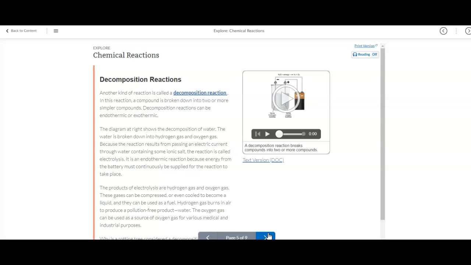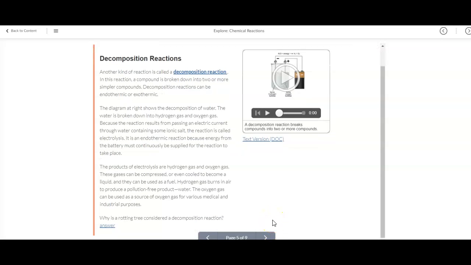All right, decomposition reactions. Remember, this is breaking down. So another kind of reaction is called a decomposition reaction. In this reaction, a compound is broken down into two or more simpler compounds. Decomposition reactions can be endothermic or exothermic. The diagram at the right shows the decomposition of water. So it might be good to put in your notes that decomposition reactions can be both of these. That would be helpful. So we're breaking down water over here.